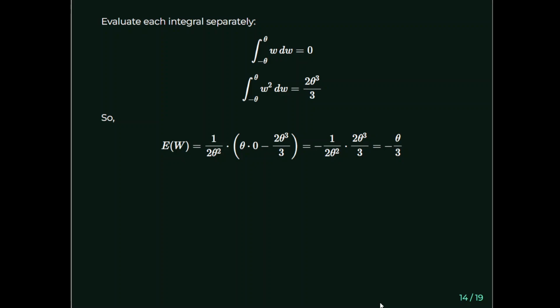So we end up with the expected value of w equals 1 divided by 2 theta squared times theta times 0 minus 2 theta cubed divided by 3. Okay, we end up with minus 1 divided by 2 theta squared times 2 theta cubed divided by 3, which is minus theta divided by 3.